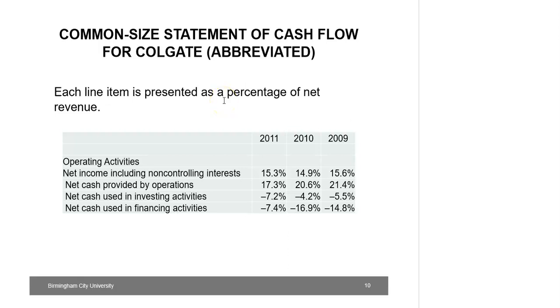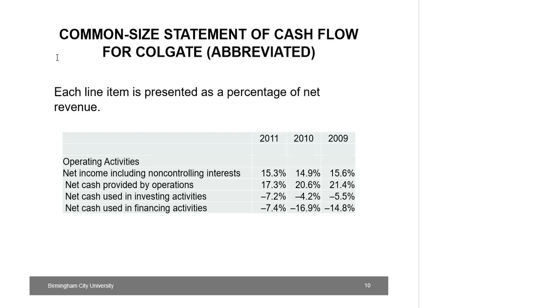For that, we expressed each line item in the income statement as a percentage of net revenue or sales. In week 5, we learned the common size analysis of a balance sheet, where we expressed every line item on the balance sheet as a percentage of total assets. There are two approaches to perform the common size cash flow statement analysis.